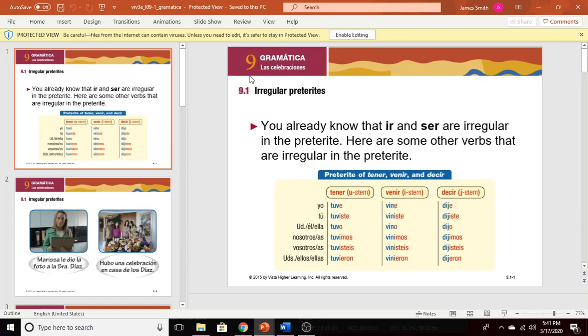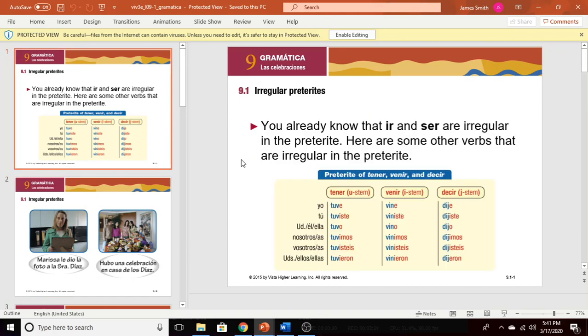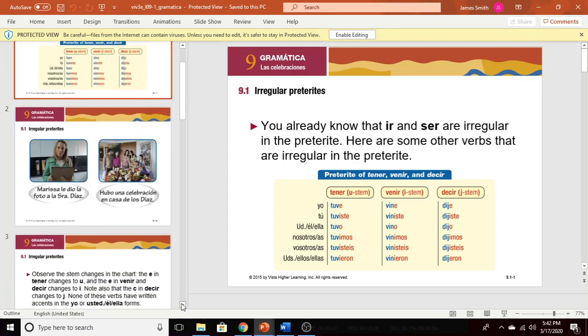This section is called Irregular Preterits. This is sort of the last hurrah of the preterite tense. Remember, it's been a notoriously difficult tense for us. Well, not difficult, but it's irregular. And so this is the last batch of irregulars. These verbs have new beginnings and new endings. And let me see if I can make that make sense for you.